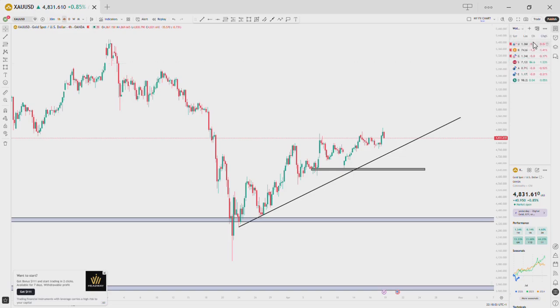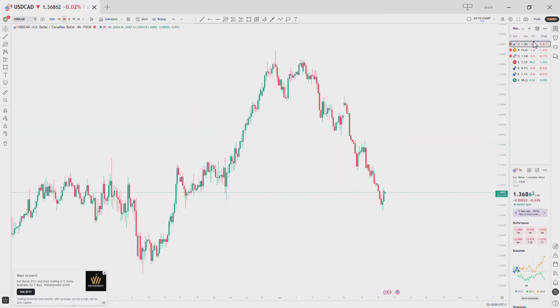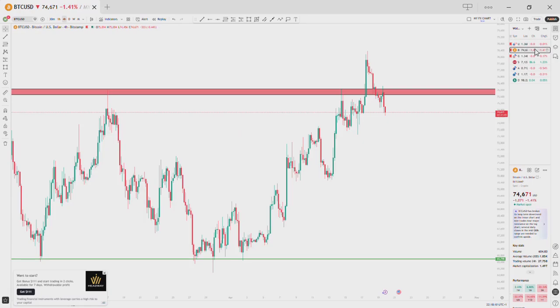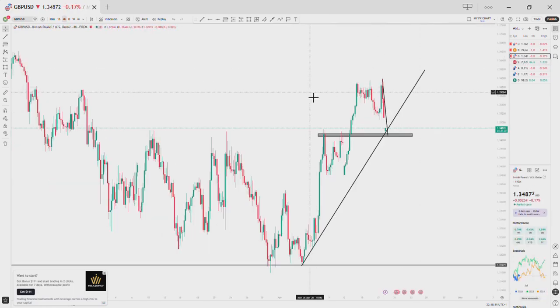So the three guys I'm looking at for next week: USDCAD, we're looking for bearish momentum to the downside. BTC, bearish momentum to the downside. And GBPUSD, we are looking for a bullish setup to the upside.